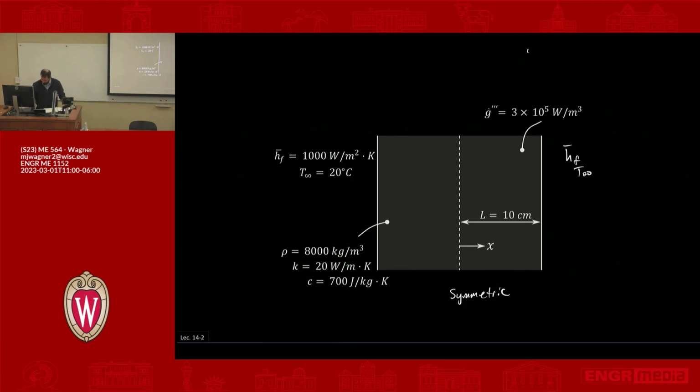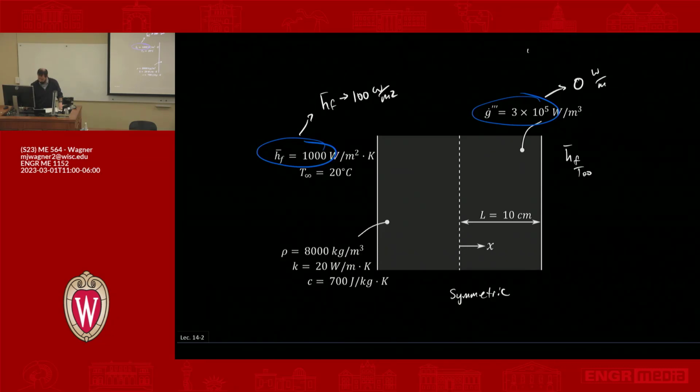So we have h_f and g dot. h bar f goes to, what do they go to? 100 watts per meter squared. And g dot goes to 0 watts per meter cubed. So we essentially turn off whatever is causing the generation in this. Maybe it's a wire or something like that. We're just turning off that source. So we want to then understand, how does my temperature profile change as a function of time?